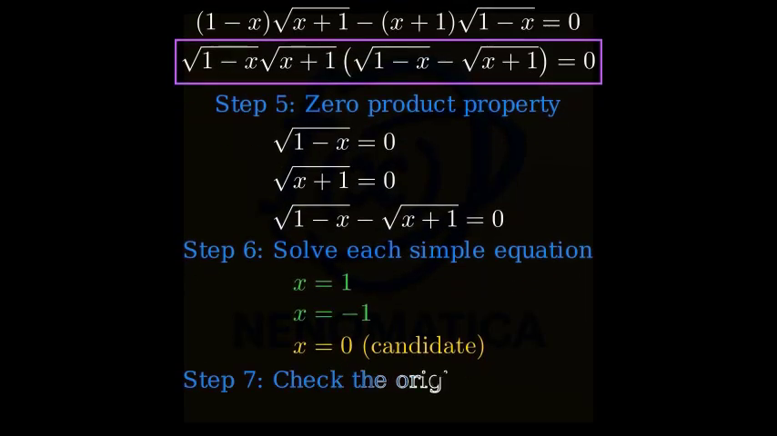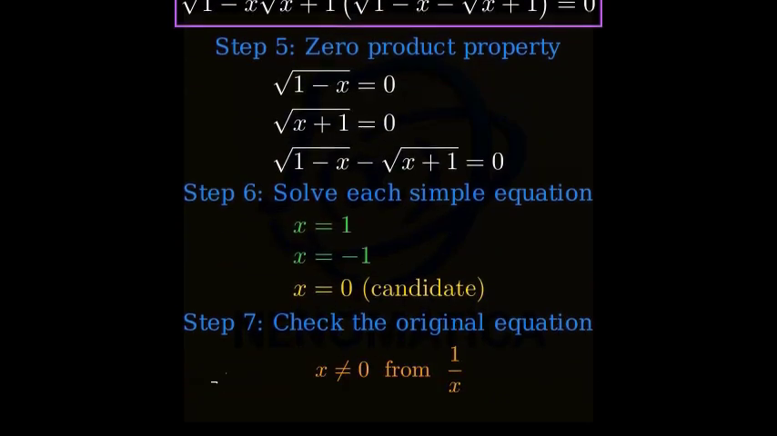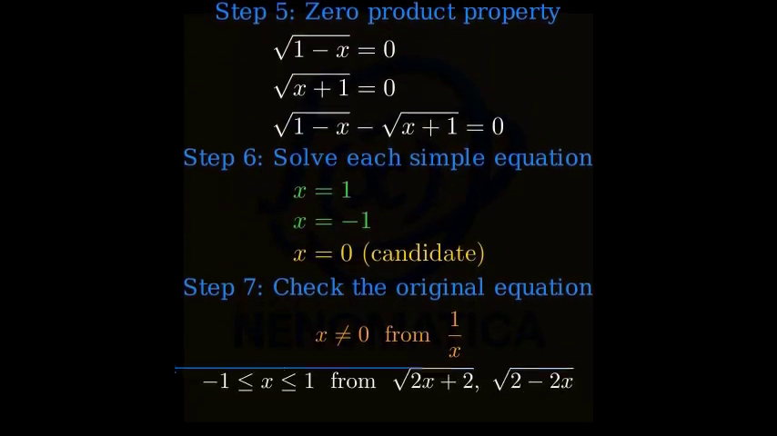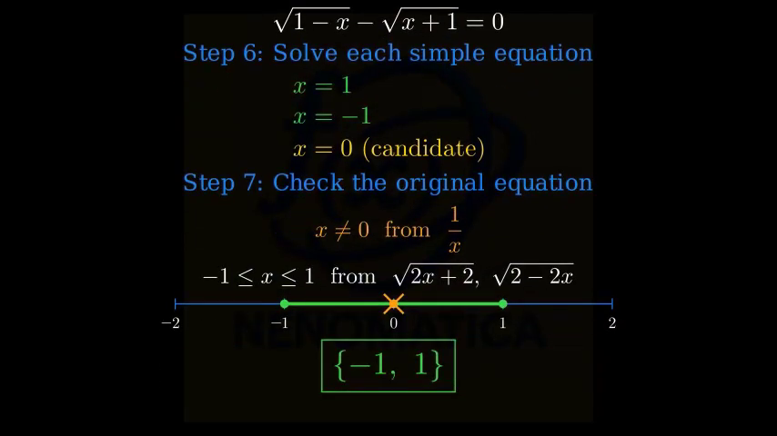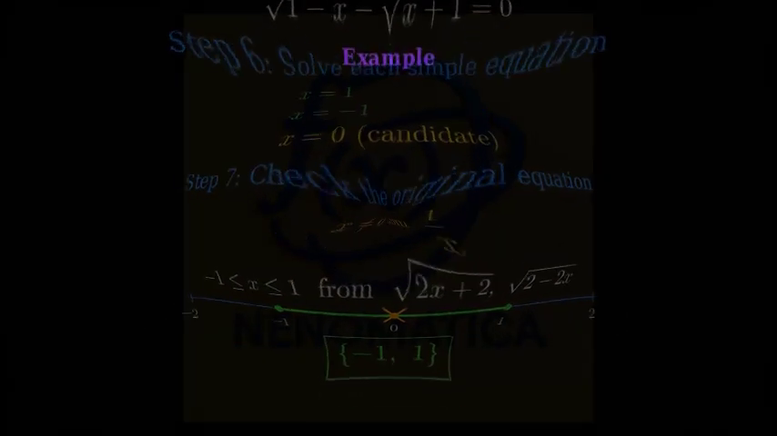We must check the original equation. It contains 1 over x, so x cannot be 0. Therefore x equals 0 is extraneous. The radicals require x between negative 1 and 1 inclusive, which is satisfied by x equals negative 1 and x equals 1. We label the problem as an example and display the original equation in bold orange.